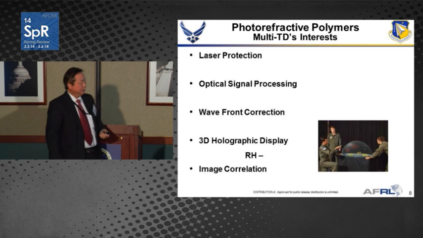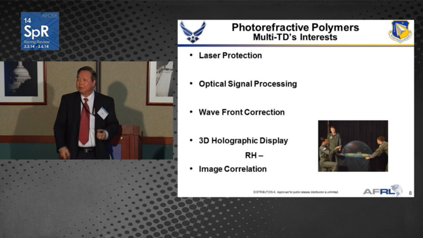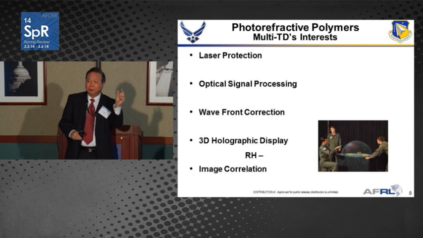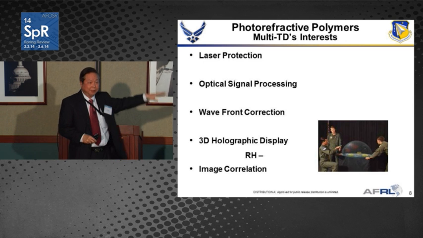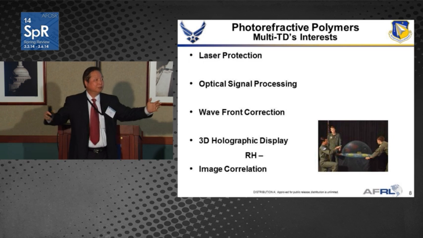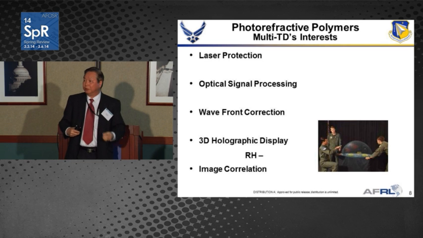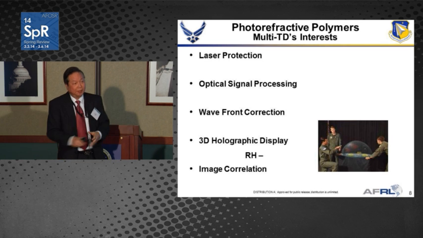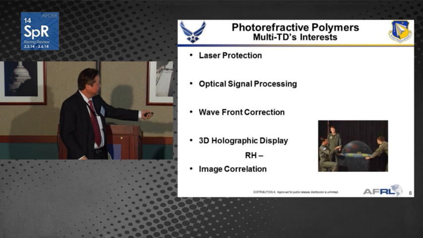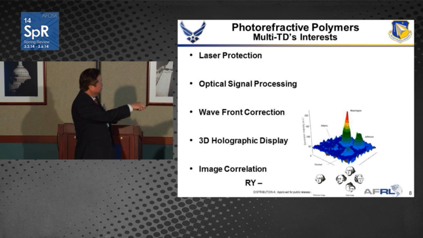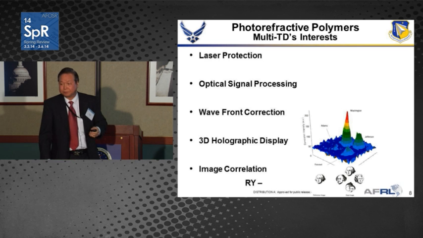And then the Human Effectiveness Directorate would like to use the material for 3D hologram display. For that, you cannot use a 1 centimeter sample, which all the other applications can do. What they want is a large area sample. Therefore, you need to change all the chemistry and do different types of processing in order to achieve that type of geometry. And then also image correlation, and this is very similar to the optical signal processing.